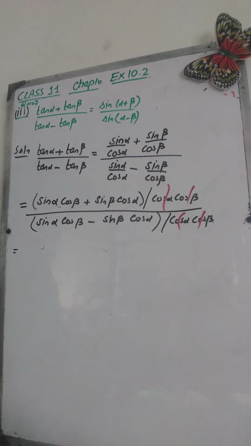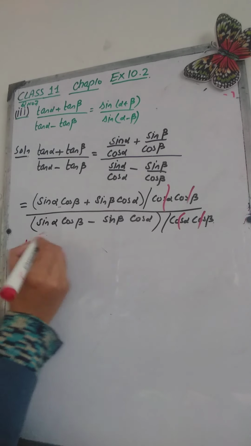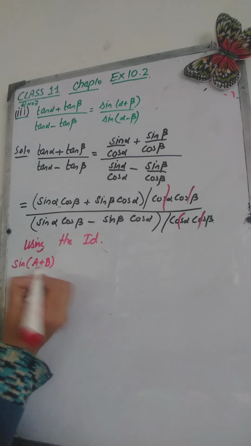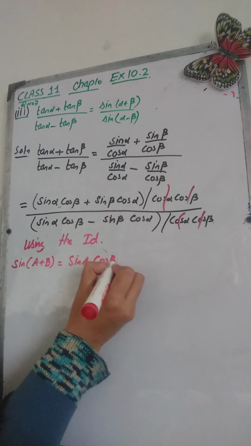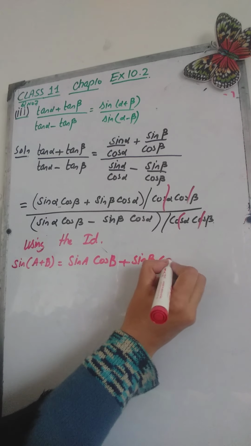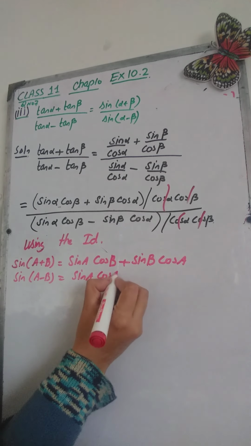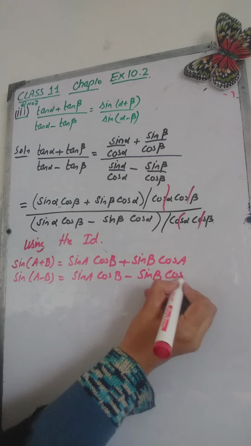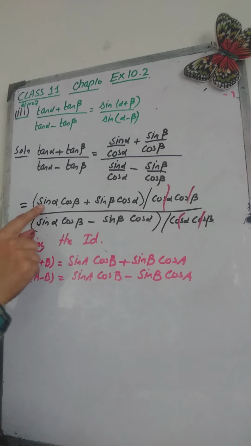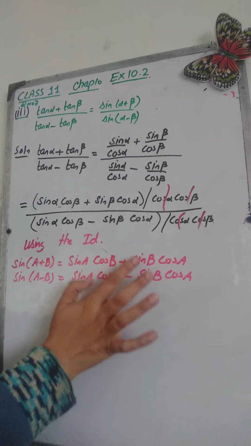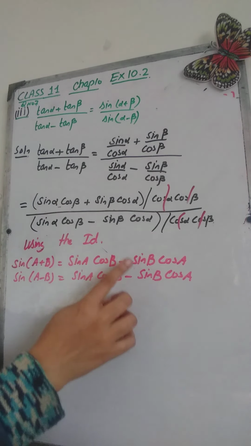Now here we are going to apply the identity sine alpha plus beta and sine alpha minus beta. We know that using the identities, sine of sum of two angles is equal to sine A cos B plus sine B cos A, and sine of A minus B is equal to sine A cos B minus sine B cos A. Now if you observe this expression and the right hand side of this, they are exactly the same: sine alpha cos beta plus sine beta cos alpha. Instead of A we have alpha, instead of B we have beta.